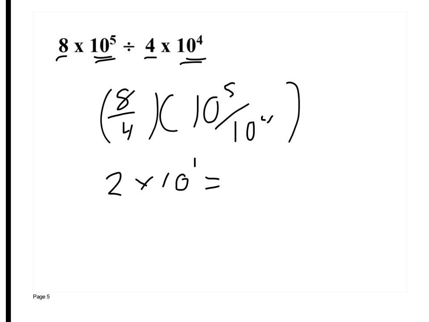Yeah. So I could leave it like this. Or I could go ahead and write it out as 20. If it says scientific notation, it'd be 2 times 10 to the 1 power, or 2 times 10. The 1 is understood, so you don't have to write it. Or if it says write in standard form, go 20. Any questions?